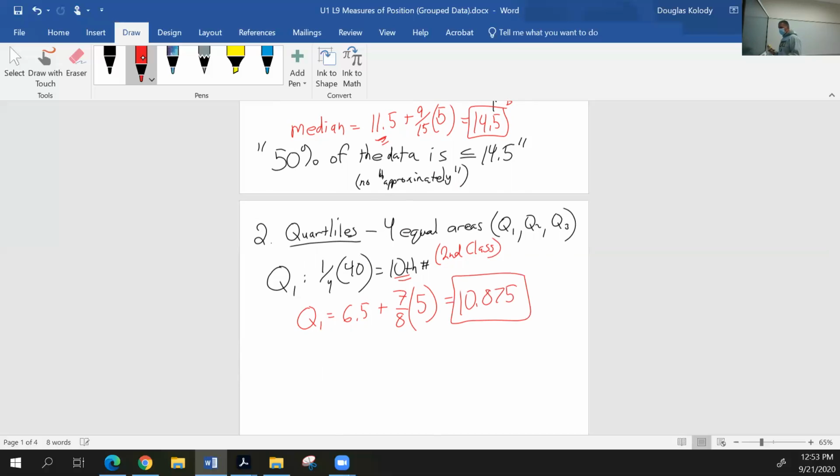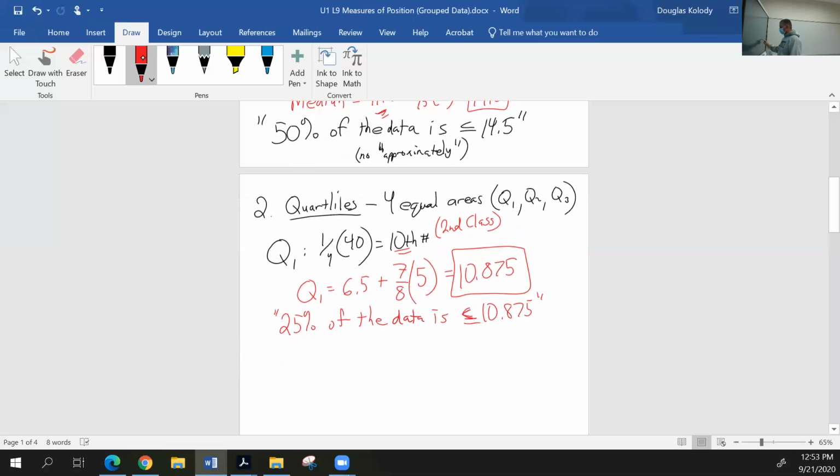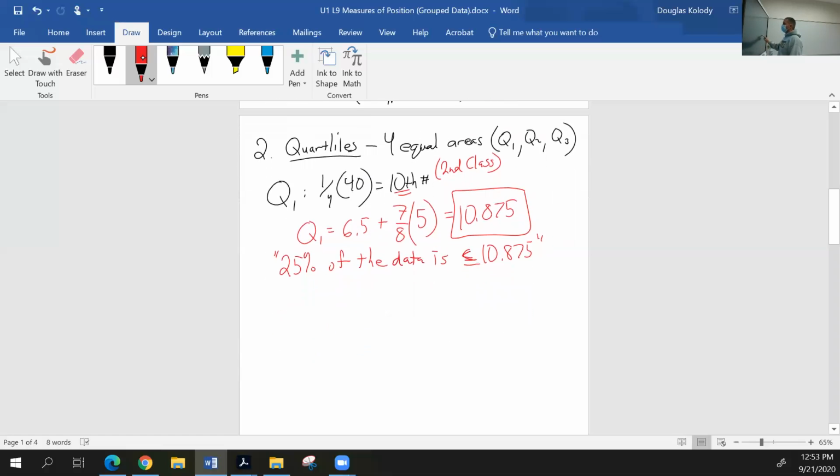Do we round that off, Mr. Clody? No, because we want to be exact, because our verbal is exact. And because it's the first quartile, I'm going to say that 25% of the data is less than or equal to 10.875. Congratulations, we just found the first quartile.